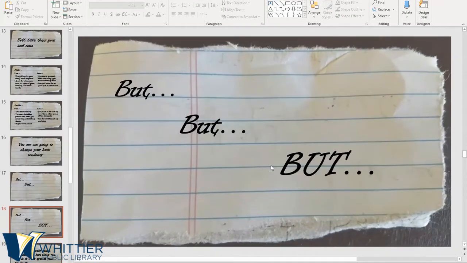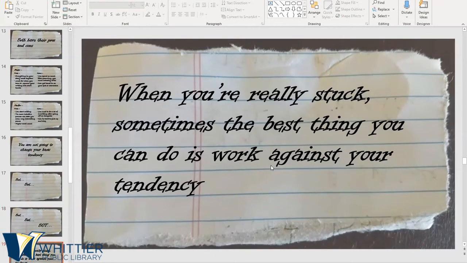Because, thank you, Ian Fleming and Chitty Chitty Bang Bang. Sometimes when you're really stuck, the best thing you can do is work against your tendency. If you are losing your mind because this darn story isn't going where it needs to go, what you may need to do is just sit down and write it. And I've had that happen to me. If you are, say you're a pantser and you feel like you're drowning in the story, you don't know where it's going and everything, you may have to try and be a little more ordered in your style. Sometimes. It's not always the best thing you can do, but sometimes it can work.